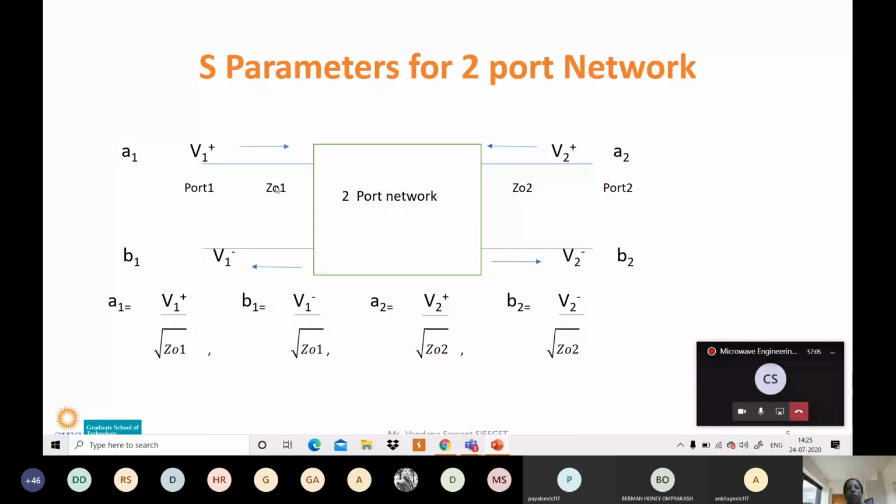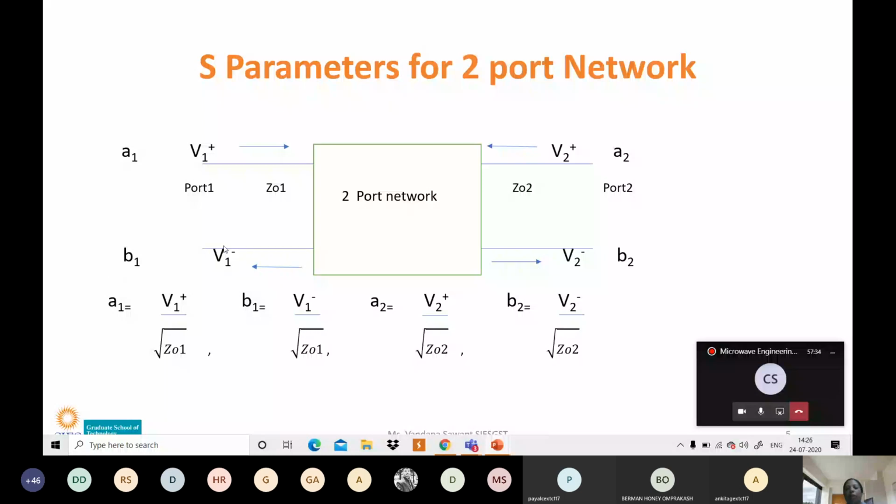Similarly, I can write the formula for B1 depending upon this circuit. B1 is the normalized back reflected signal. The reflected signal at port 1 is V1 minus, and the characteristic impedance of this port 1 is Z01. So I can write B1 is equal to V1 minus divided by the square root of Z01. So this is for port 1.